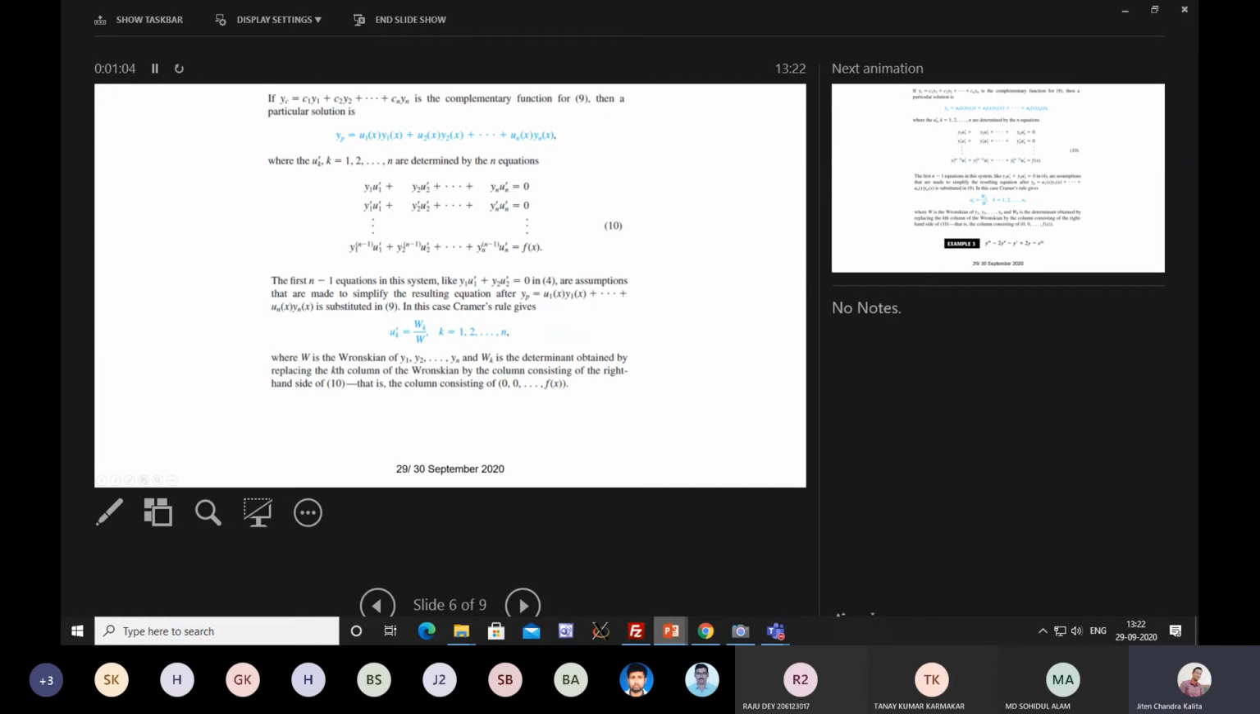So in this case, Cramer's rule gives you, in my case, vk prime. This is going to be wk by w, k goes from 1 to n. Where, of course, w is the Wronskian of those n functions, and wk is the determinant obtained by replacing the kth column of the Wronskian by the column consisting of the right hand side of 10. That is the column consisting of 0, 0 up to f of x. Is it okay with everybody? Fine? Yes? So now you know the procedure for nth order.